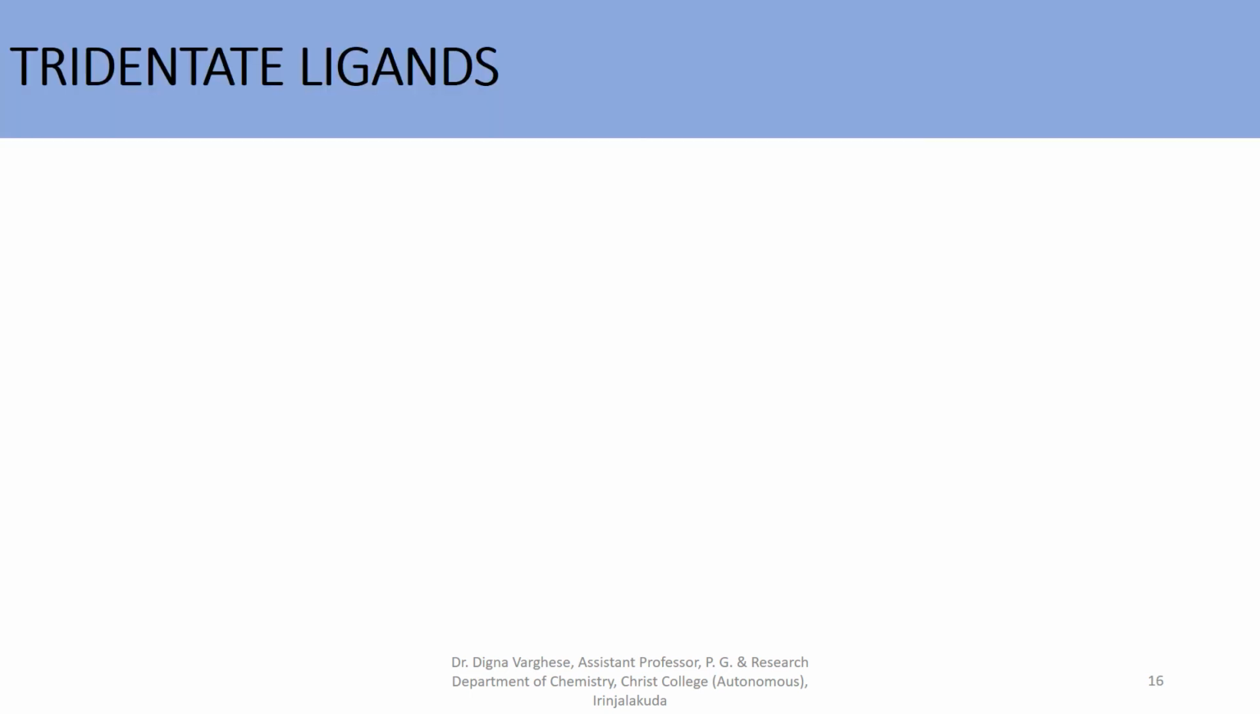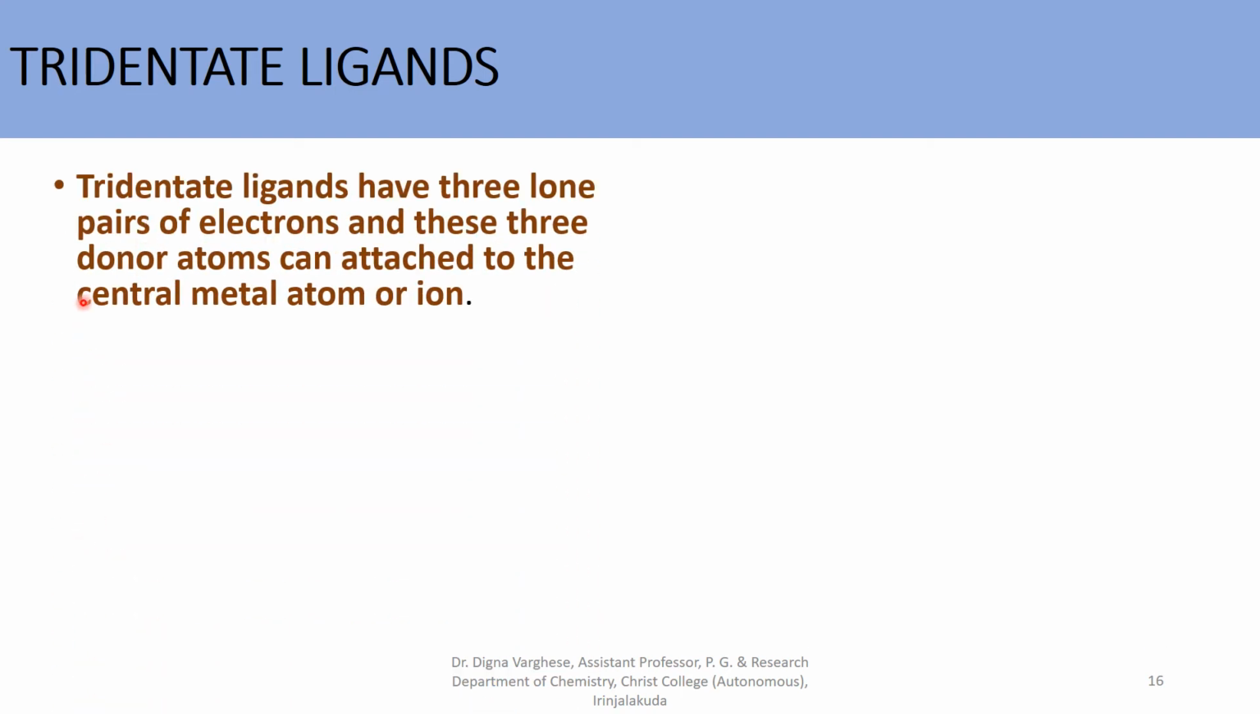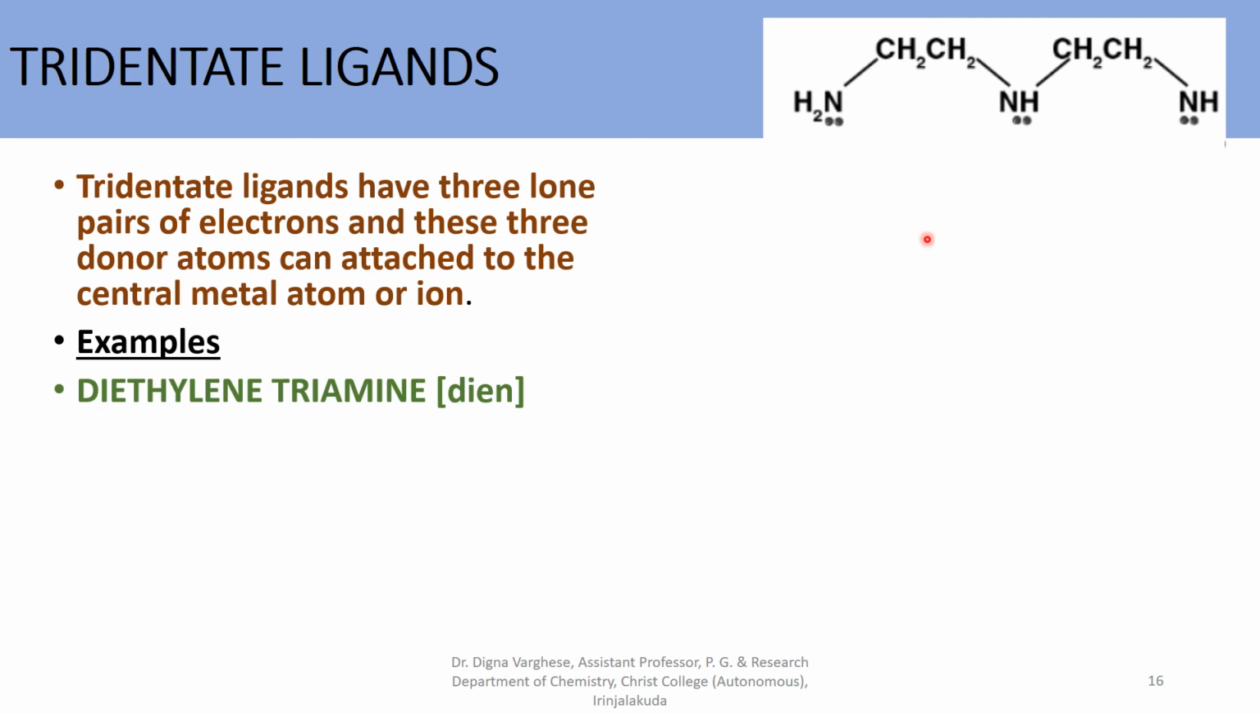Tridentate ligands. Tridentate ligands have three lone pairs of electrons, and these three donor atoms can be attached to the central metal atom or ion. For example, diethylenetriamine. You can see the formula of diethylenetriamine. The donor atoms are nitrogen. The three nitrogen atoms can be attached to the metal atom. So it is a tridentate ligand.